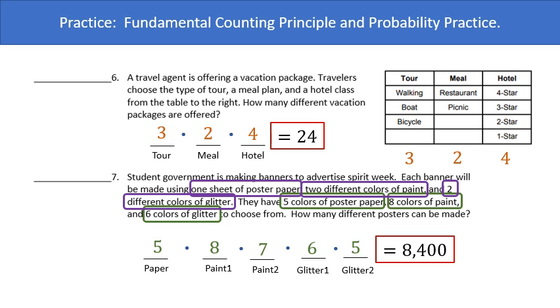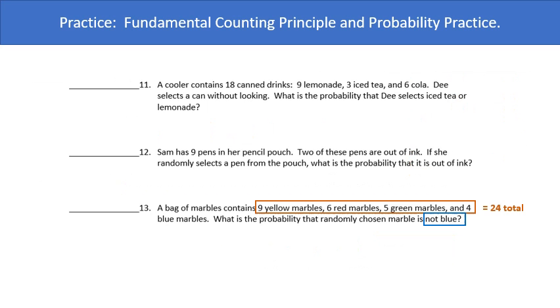Let's switch gears and talk about probability. Remember, when we talk about probability, it is the number of favorable outcomes over the total number of outcomes. Number 11 says that a cooler contains 18 canned drinks: 9 lemonade, 3 iced tea, and 6 cola. D selects a can without looking. What is the probability that D selects iced tea or lemonade?